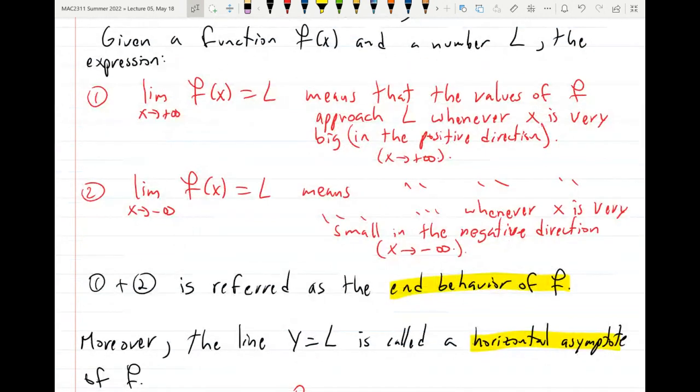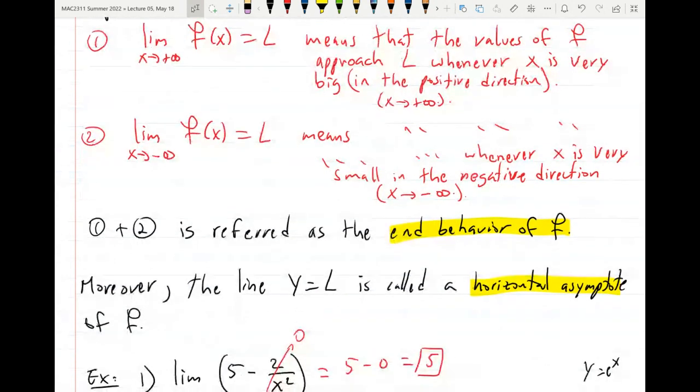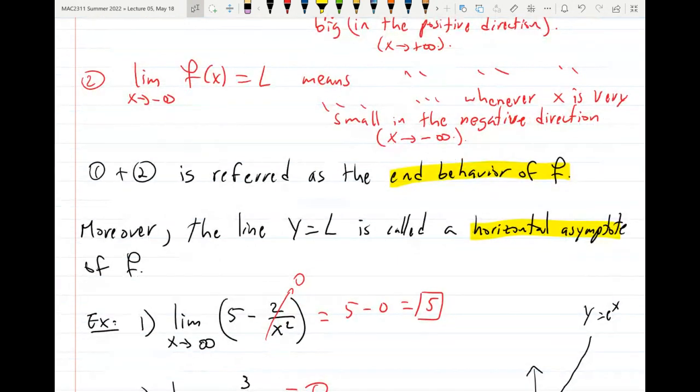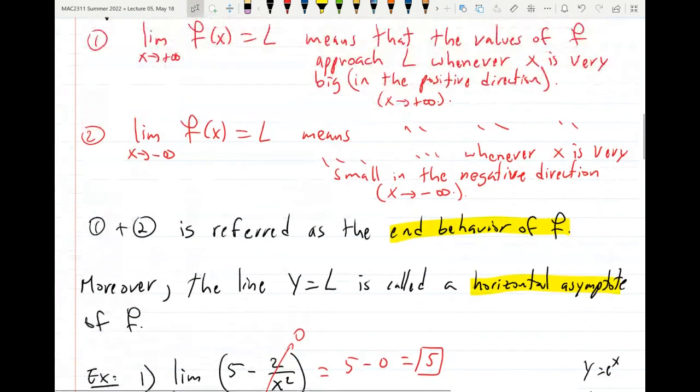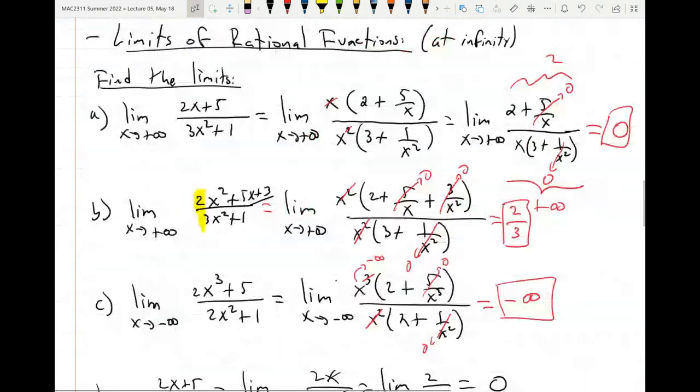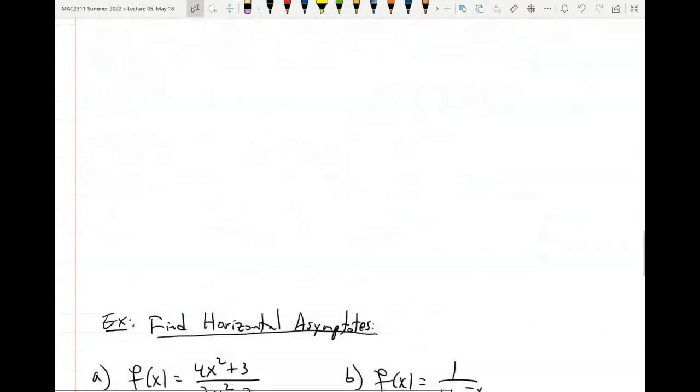But if you do get a number, then when you take this limit at infinity, we say that the horizontal line y equals L, where L is this value of the limit, is a horizontal asymptote of the function. So when you are asked to find horizontal asymptotes of a function, that means that you need to find those two limits, the limit as x approaches positive infinity and also the limit as x approaches negative infinity. If you happen to get a number, then you're good to go. You got your horizontal asymptote. And keep in mind that not always you have the same asymptote in both directions.